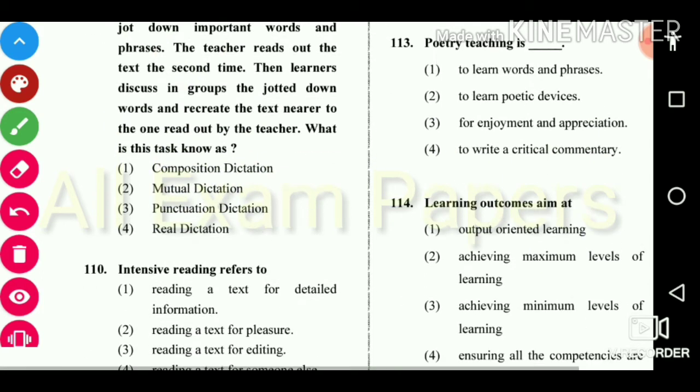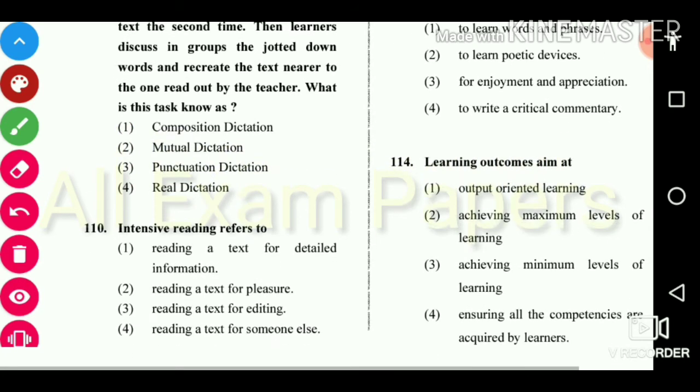And the correct option is composition, discussion, dictation. Second is mutual discussion, dictation. Third is punctuation dictation, and fourth one is real dictation. Answer is option number 1. I'm not sure, but I think option number 1 is the correct answer.